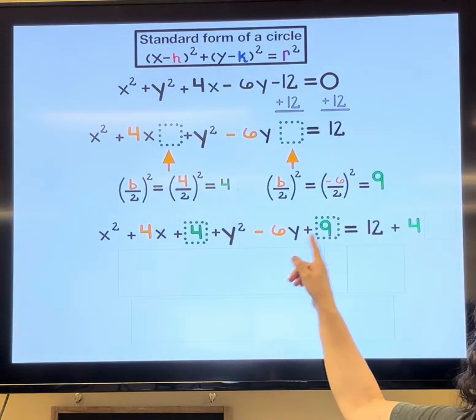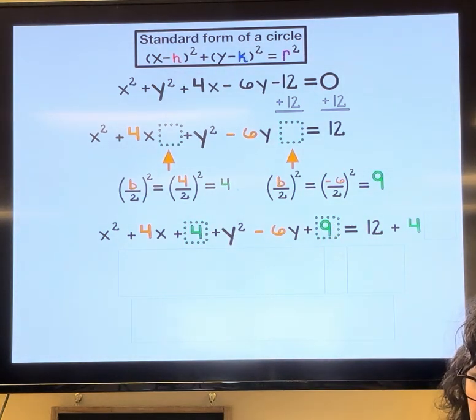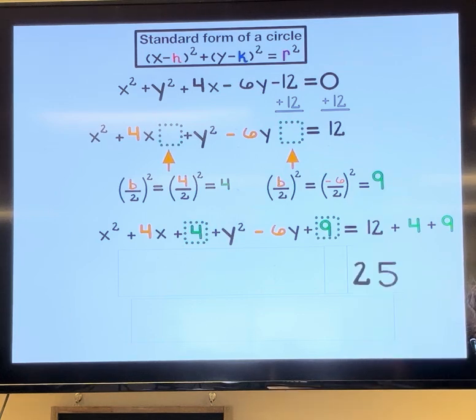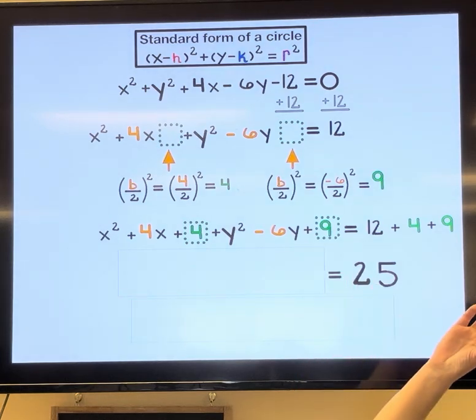But whatever I do to one side, I do to the other. So since I've randomly added 9 to the left, I'm going to add 9 to the right. And on the far side here, 12, 4, and 9 make 25. So this just became equals 25.